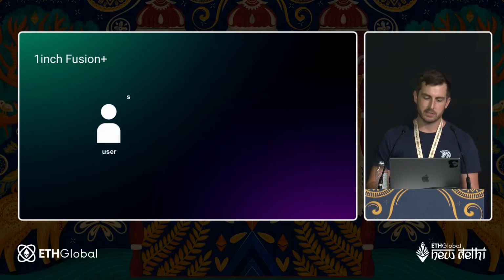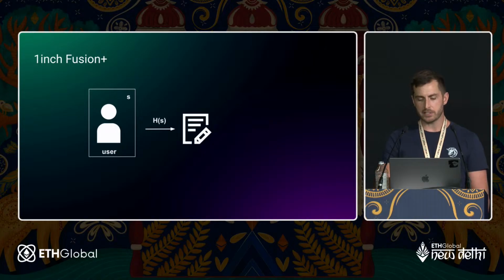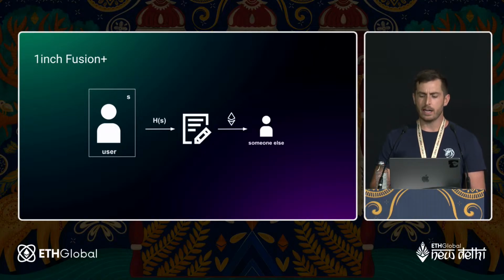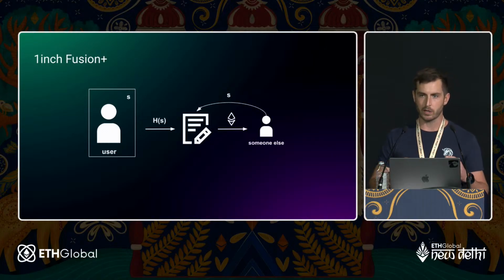So an example of a general hash time lock contract is a user has a secret, and they can create a hash with that secret and attach it to a contract. And if someone else wants to come and withdraw money from that contract, they can't because they don't have the secret. So the secret is the key that unlocks the funds out of the contract. That said, the user can share the key with someone else, and then that someone else can go unlock the funds. And that's the core concept of our Fusion Plus and how this works.